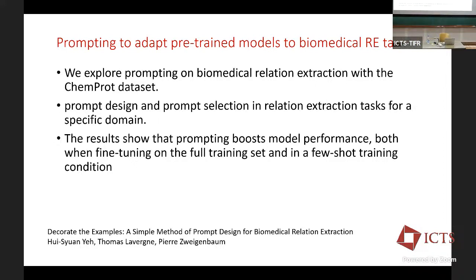For example, this is a 2022 paper where they explore different prompting on biomedical relation extraction tasks. They work on prompt design and prompt selection for relation extraction tasks, and they have some results. They show that prompting boosts model performance, both when fine-tuning on the full training set and in a few-shot condition.